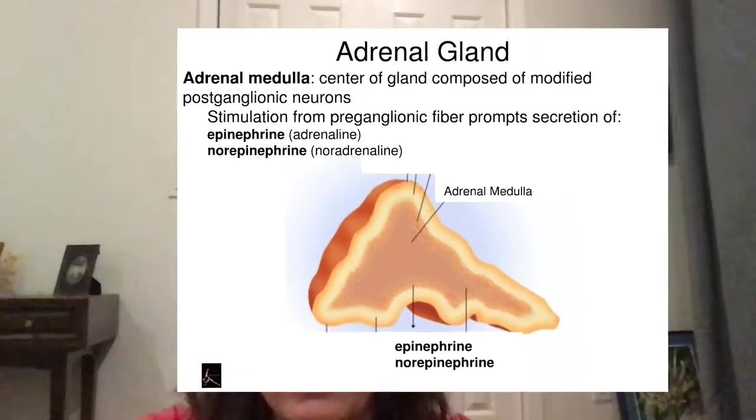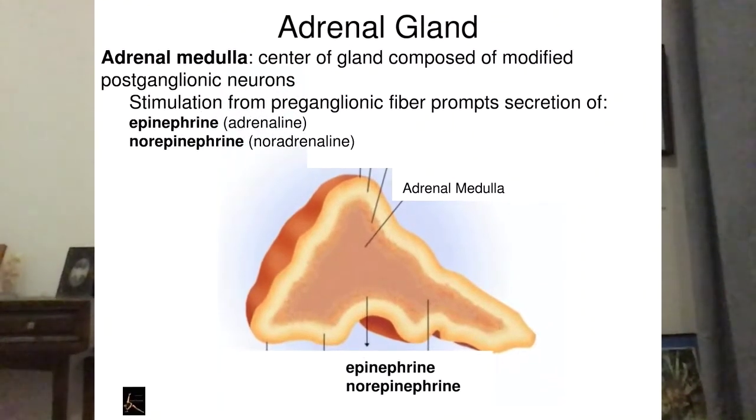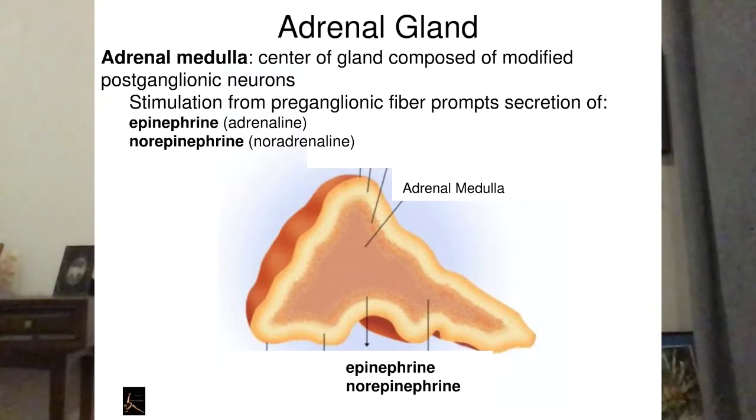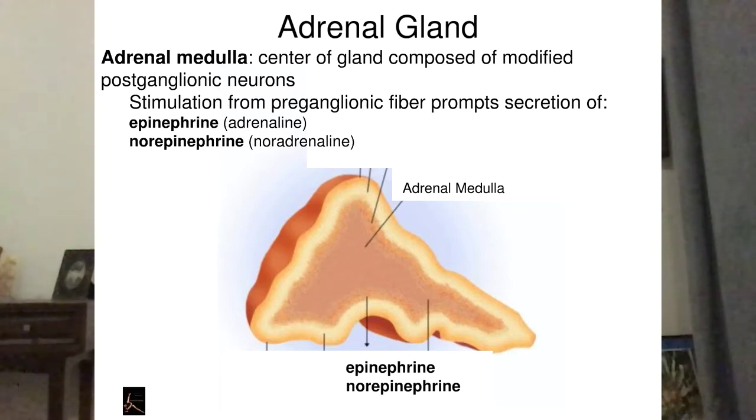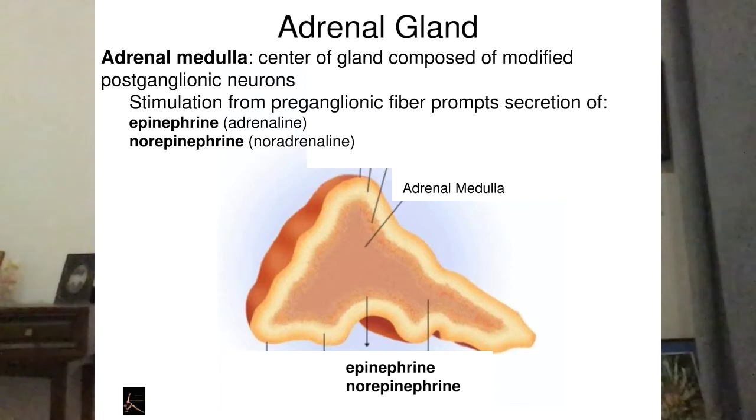Here's a little bit more on that adrenal gland. You can see that it has different tissue types in the cortex and in the middle. We're talking about the adrenal medulla. That's in the middle, and that's composed of modified postganglionic neurons, so it's nerve tissue in the middle. Later in the semester, we're going to talk about the cortex of the adrenal gland. But right now, just remember, it's the modified postganglionic neurons, and they create epinephrine and norepinephrine.